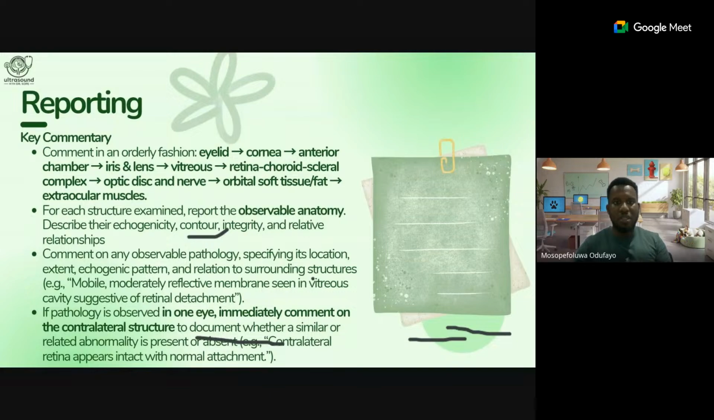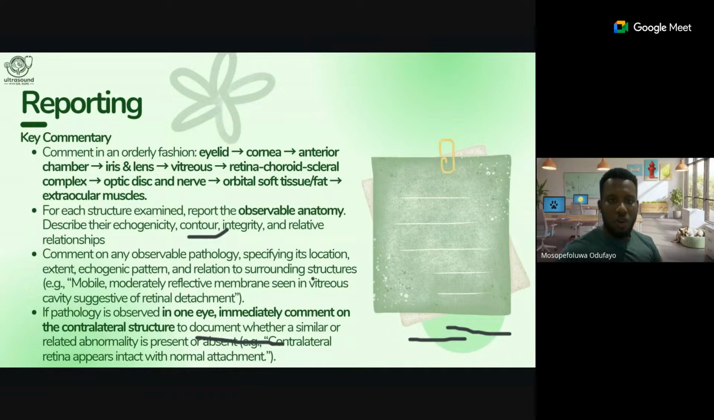Describe the shape of the cornea. The anterior chamber was clear. The iris appeared normal. No lenticular opacity, and the lens was in normal position, wasn't dislocated. The vitreous was clear. Retina sclerocorneal complex, you describe it. Describe the optic disc and nerve. Describe orbital soft tissue and fat. Talk about the extraocular muscles. Talk about it in that order.